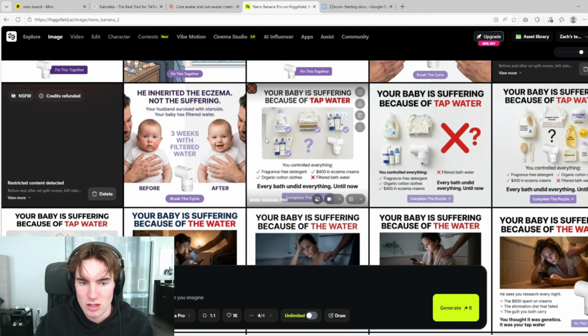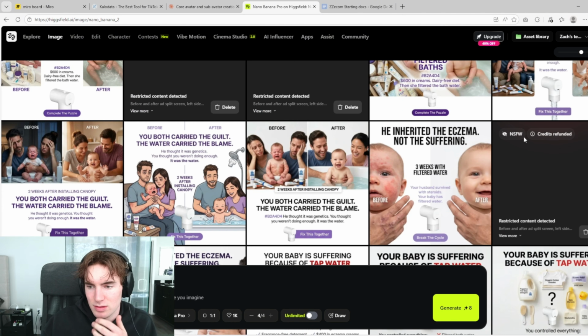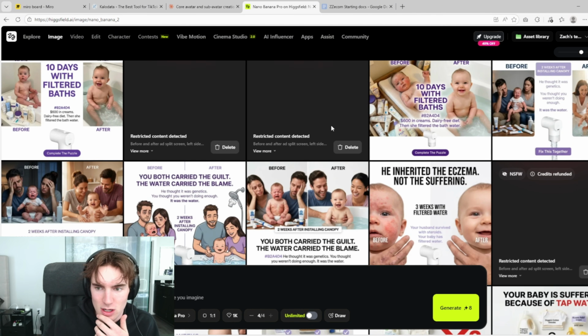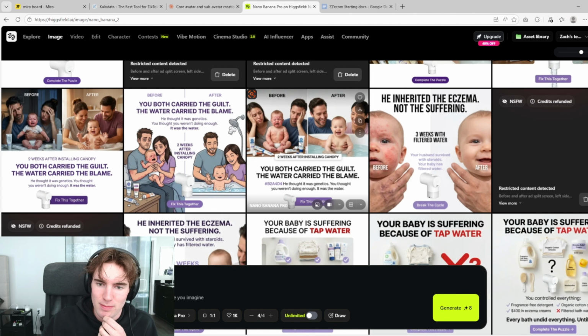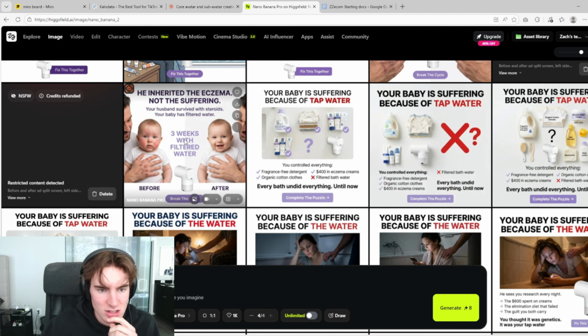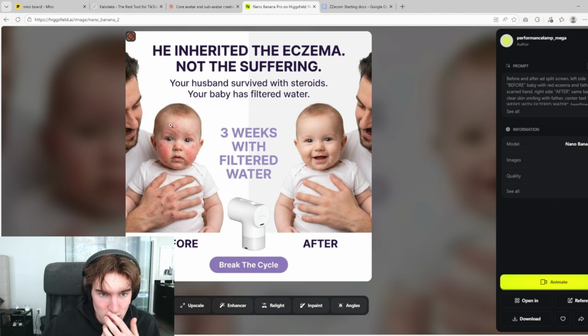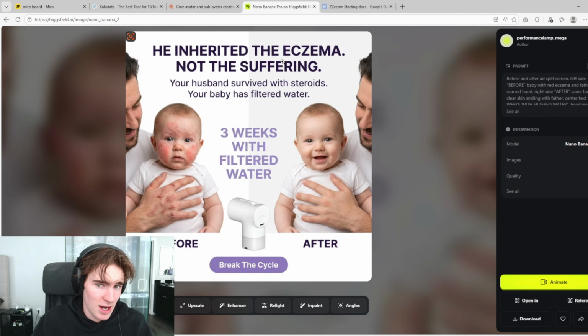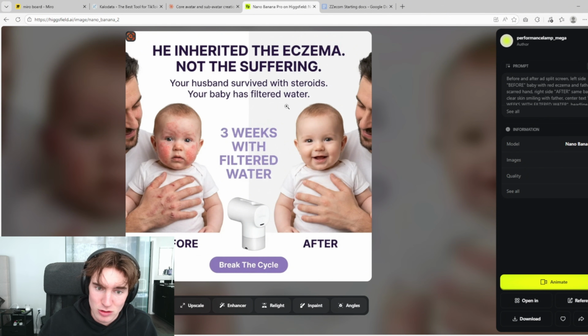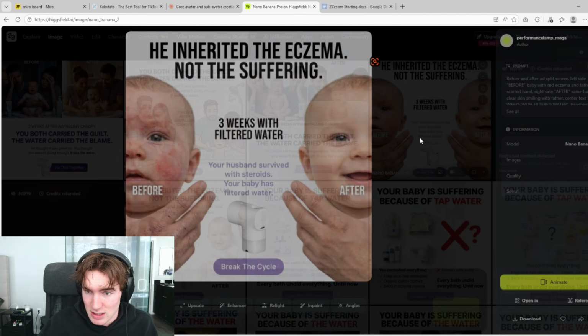All right, so those just got done generating. Some of them got the NSFW flag, probably just because the baby was in it, maybe in the bath, but let's look through some of these. So the first before and after that we got with the inherit the eczema angle is: he inherited the eczema, not the suffering. Your baby survived. Your husband survived with steroids. Your baby has filtered water. 3 weeks with filtered water. Obviously, you see baby with eczema, baby with no eczema. Got the dad in there. Very good. Something I'd definitely test.